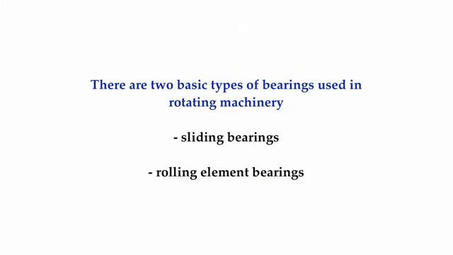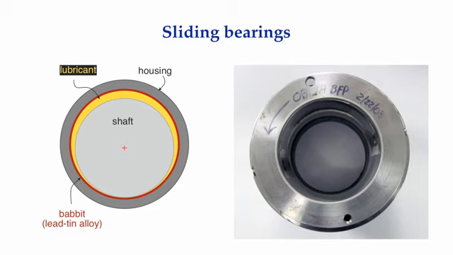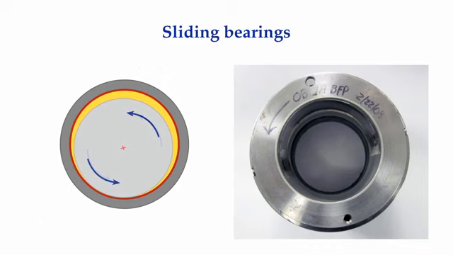There are two types of bearings typically used in rotating machinery: sliding bearings and rolling element bearings. The oldest bearing known to man is a sliding type bearing. In its simplest form, a rotating shaft is supported in a hollow cylinder riding on a thin film of lubricant. As the shaft rotates, a wedge of oil forms between the shaft and bearing, lifting the shaft upward.